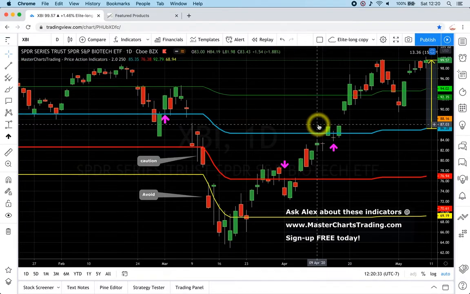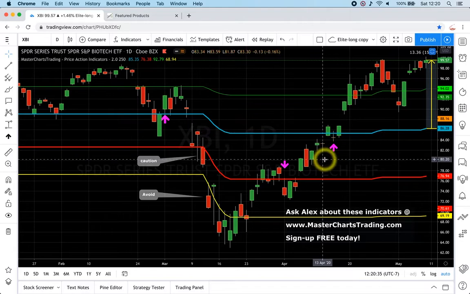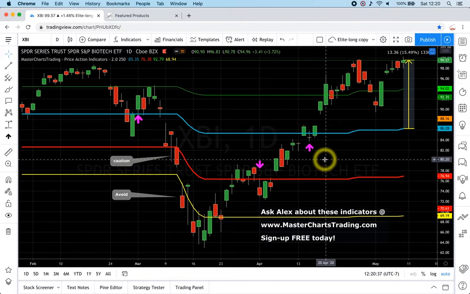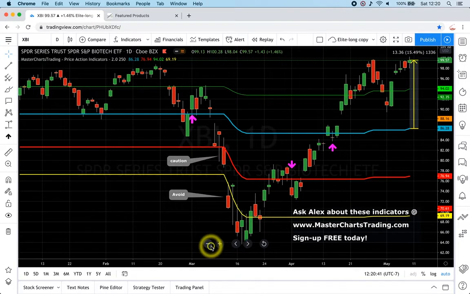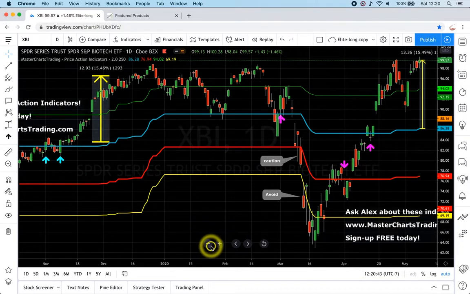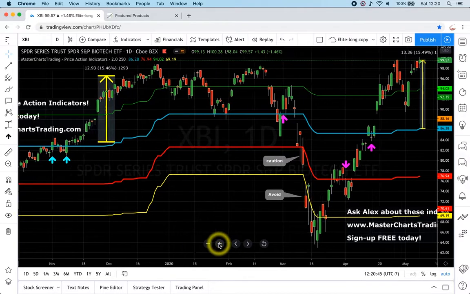Within healthcare, biotech, XBI seem to be the most strongly performing, and these are actually all-time highs, if I'm not mistaken. Let me zoom out. Yep, these are all-time highs. We just set a new all-time high.